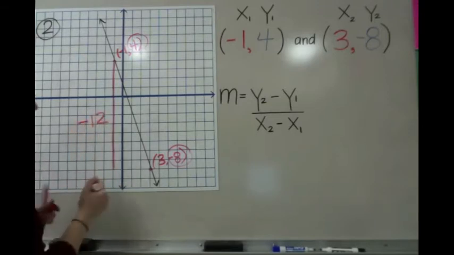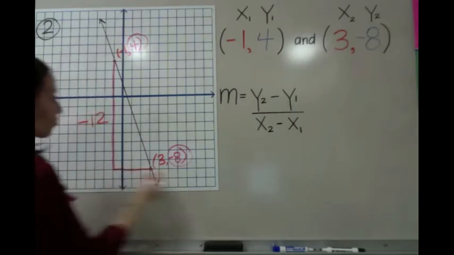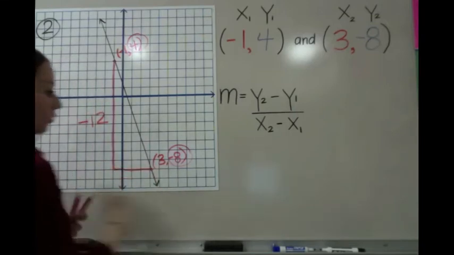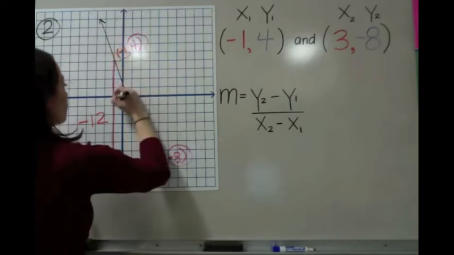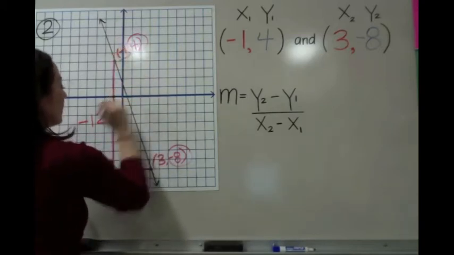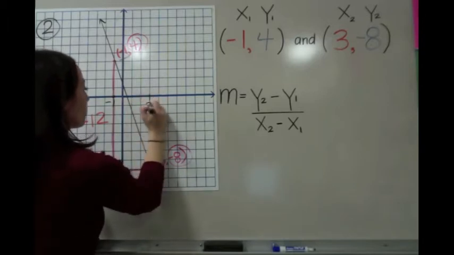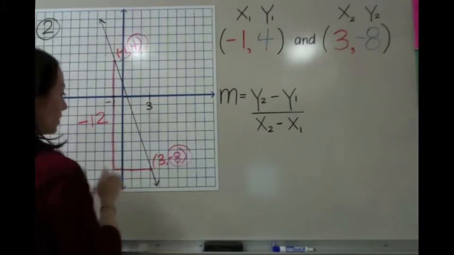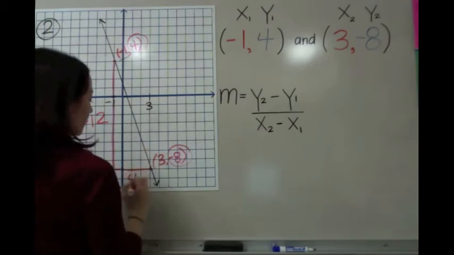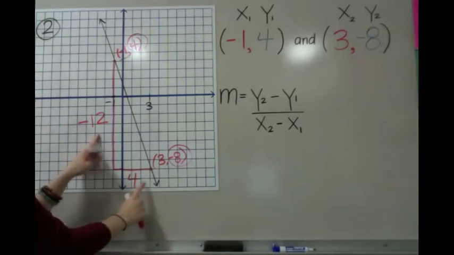-12, right? And then how many would you go over? Which is your run, that's your change in x. When you take a look at x, you're going from -1, which is right here, to 3. 1, 2, 3. From -1 to 3, we see that that's 4 units, correct?